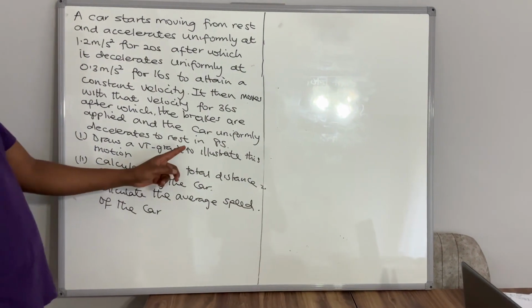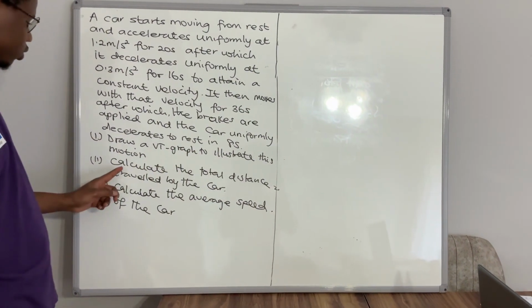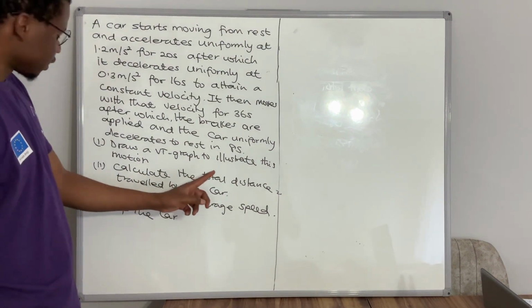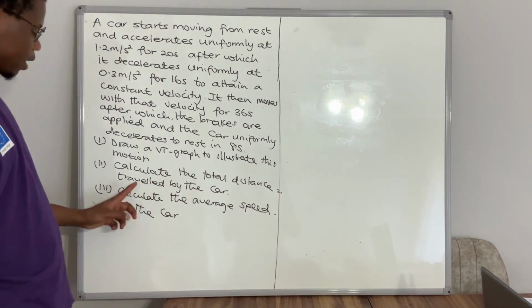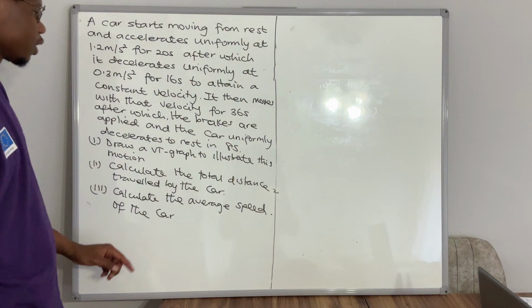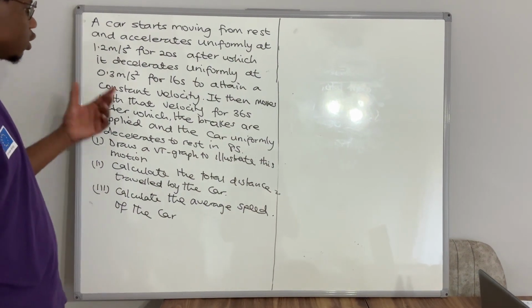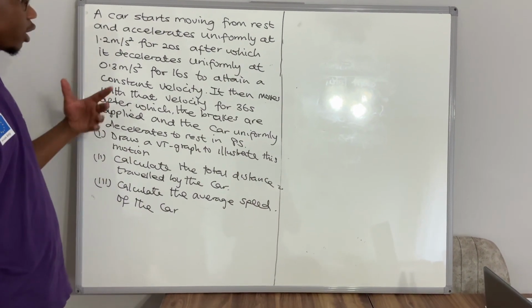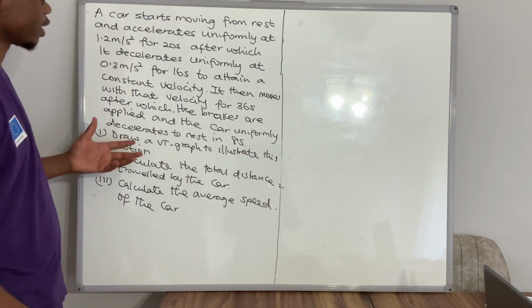Draw a velocity time graph to illustrate this motion. Calculate the total distance traveled by the car. Calculate the average speed of the car. So this is also a question on velocity time graph.